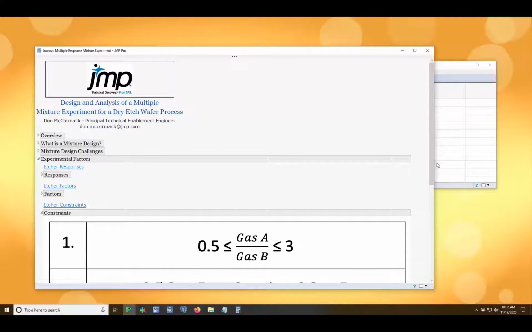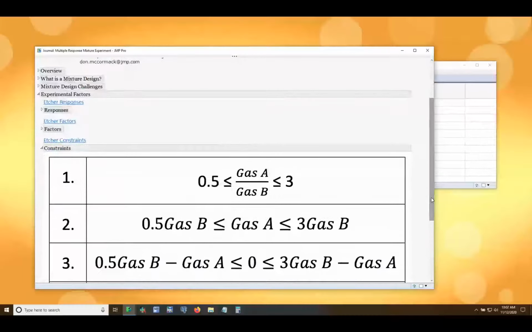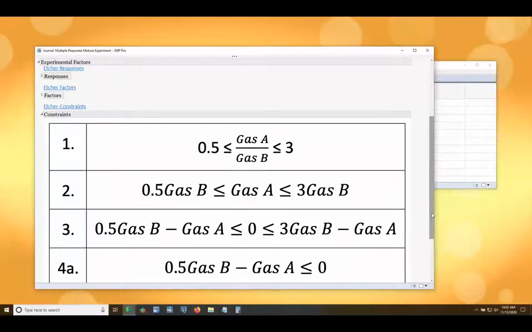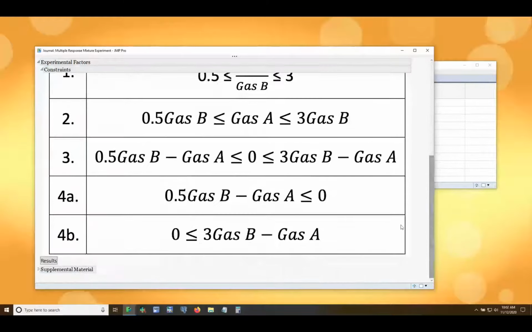I start out with a ratio of my 2 gases being bounded between a low value and a high value. On step 2, I just multiply both sides by gas B, so I get the equation in line 2. In line 3, all I do is subtract gas A from either side. And from that should leave me with my two constraints. My first constraint is that 1/2 times gas B minus gas A has got to be less than or equal to 0. And the second constraint is that 3 times my gas B minus my gas A has got to be greater than 0. So those are my 2 constraints.